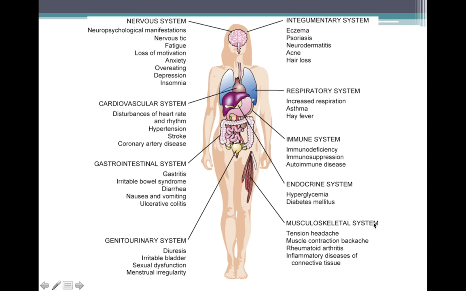So in terms of an exam or quiz format, I want you guys to know the effects of stress on each organ system and be able to tell me what those effects are.